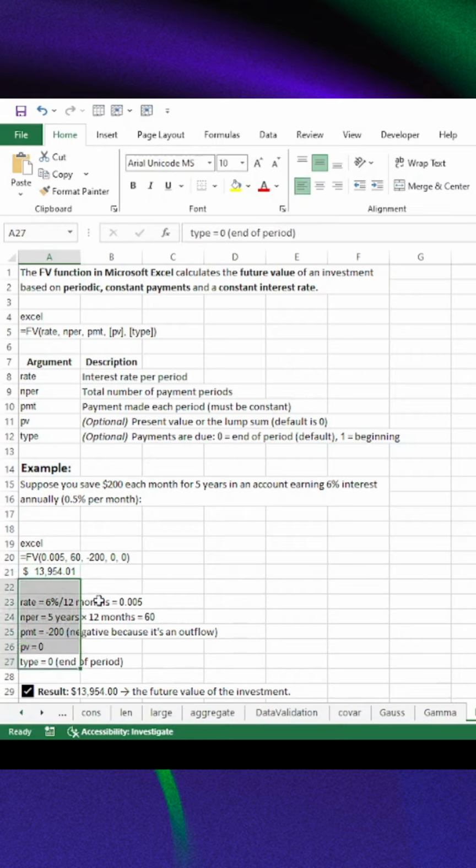But all these values are used. This is how this was calculated. 6% divided by 12 months. That's why it's 0.005, not 0.5. You'll get a very different result.